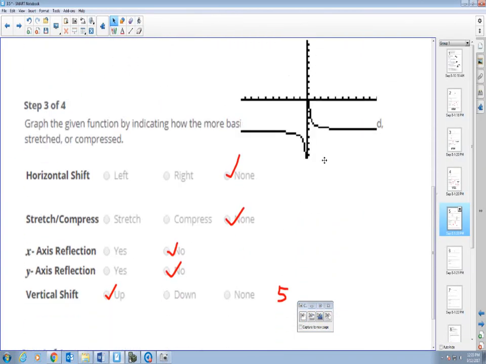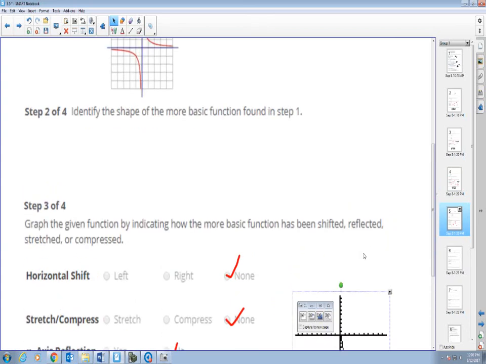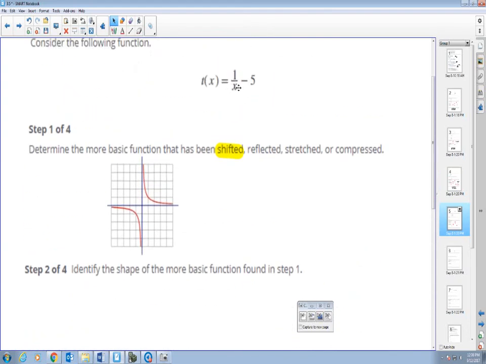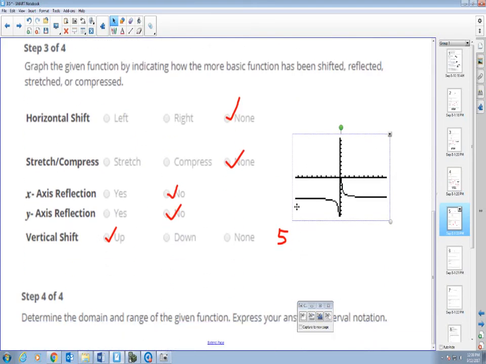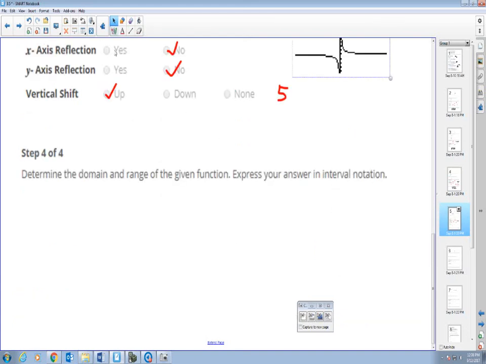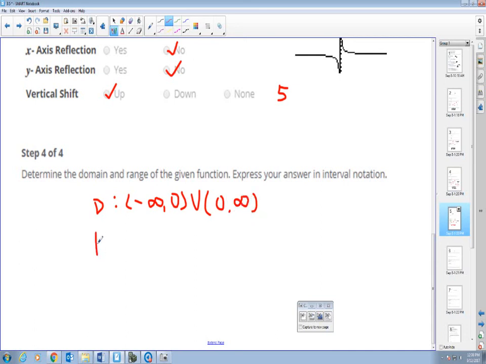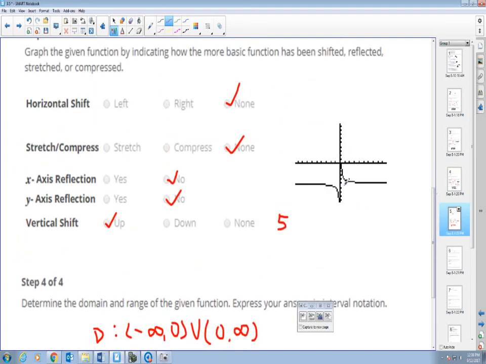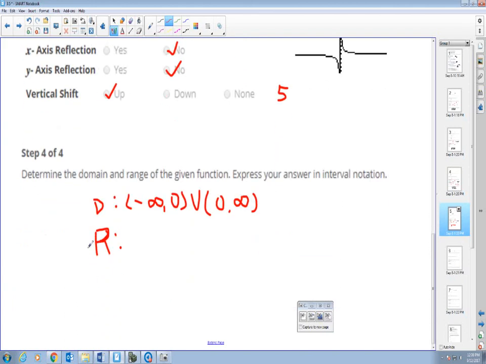What is my domain? Remember now, my denominator x still cannot equal 0 right here, because if this x is equal to 0, that will make the whole function undefined. So as far as from left to the right, my domain has to be from negative infinity all the way to 0, using parentheses because that cannot be 0, union, from 0 keep on going to the right. Alright, my range, my y value: this side keeps on going up, this side keeps on going down, so my range is negative infinity to infinity.